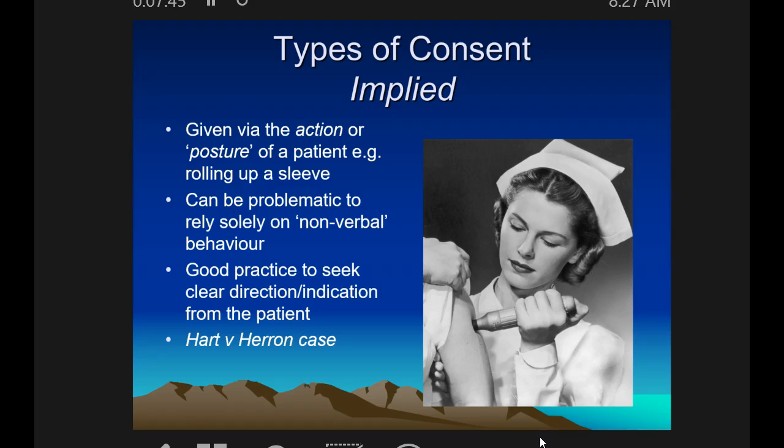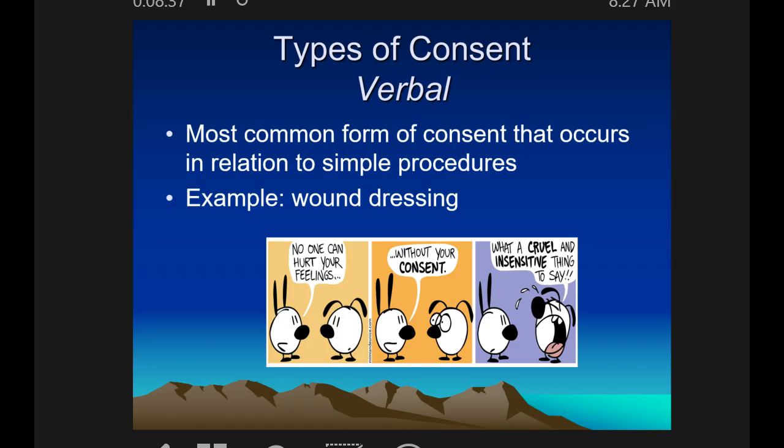So the Hart v. Heron case, and you can look that up yourself, just Google that. That was when a patient presented to a hospital in an emergency department, and he actually sued for damages because it came down to the consent. Basically, the health professionals treated him on the basis that merely presenting to a hospital meant he was in fact consenting. But no, just because a patient presents to an emergency department doesn't negate the fact that you have to actually gain their consent. So that's implied consent. You've got to be very careful, and it's always best to seek verbal approval as well, just to be on the safe side.